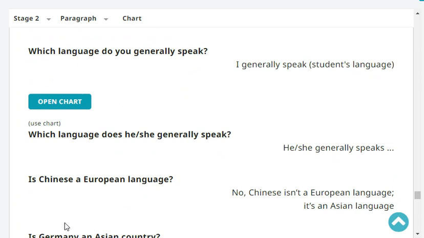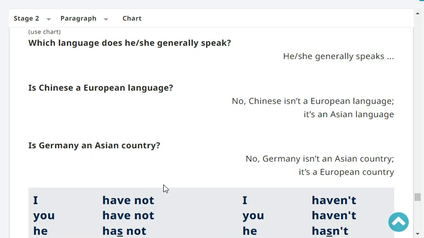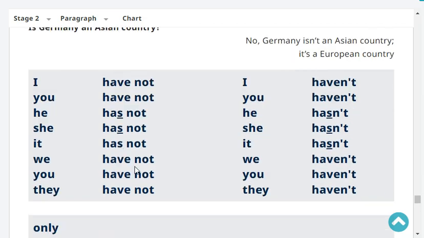Is Chinese a European language? No, Chinese isn't a European language. It's an Asian language. Very good. Is Germany an Asian country? No, Germany isn't an Asian country. It's a European country. Very good.